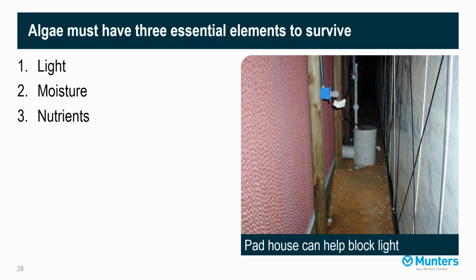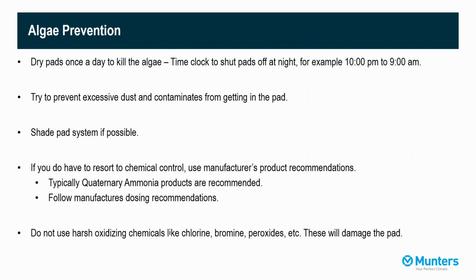So algae must have three elements to survive. They need light, and they need moisture, and they need nutrients. A pad house can help block out some of the light. So how do we prevent algae? We want to dry the pads out once a day to kill the algae. We want to maybe put the time clock on to shut the pads off at night, say from 10 p.m. till 9 a.m. We want to try to prevent excessive dust and contaminants from getting into the pads. Shade the pads if possible, and the sump.